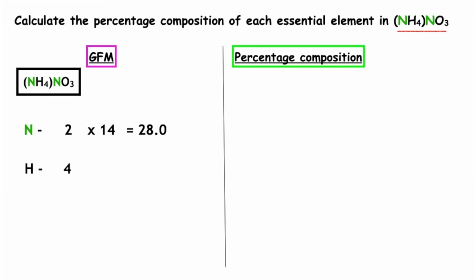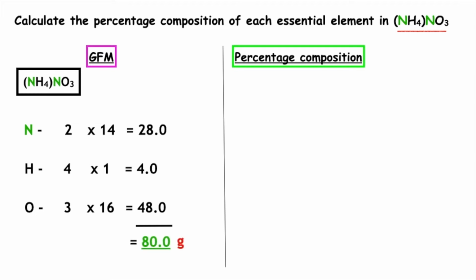How many hydrogens do we have? We've got 4. 4 times the relative atomic mass, which is 1. 4 times 1 equals 4. Oxygens, we've got 3. 3 times the relative atomic mass, which is 16, gives us a total of 48. And when we add those up, we get a GFM of 80 grams.